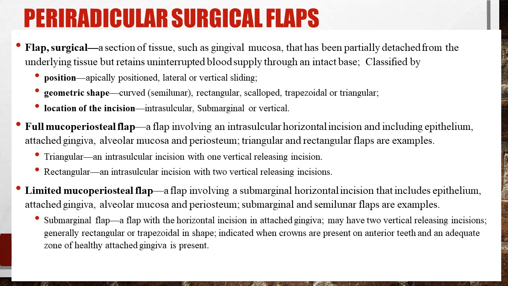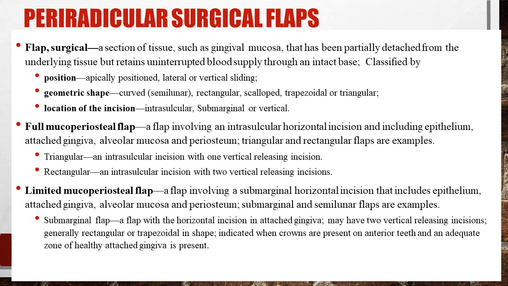Then based on the location of the incision, it can be either intrasulcular, it can be submarginal, or it can be vertical. Okay, so for endodontics, we actually have a combination of your vertical and your intrasulcular, or vertical and your horizontal incisions. So it is going to be a combination to create a trapezoidal flap. Then you have your full mucoperiosteal flap, and then you have your limited mucoperiosteal flap. So the full mucoperiosteal flap involves the intrasulcular incision and includes the epithelium, attached gingiva, alveolar mucosa, and periosteum. The two examples are the triangular and the rectangular flap.